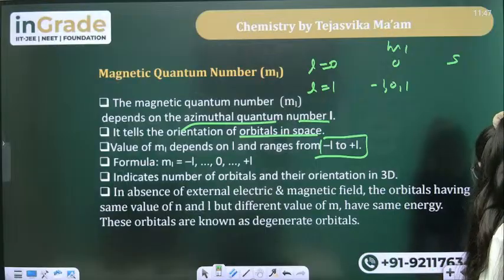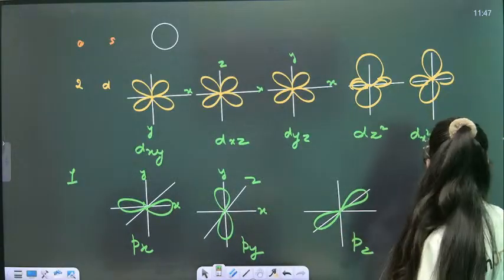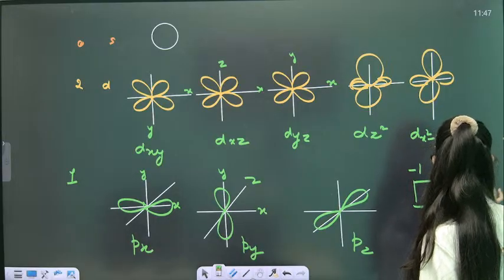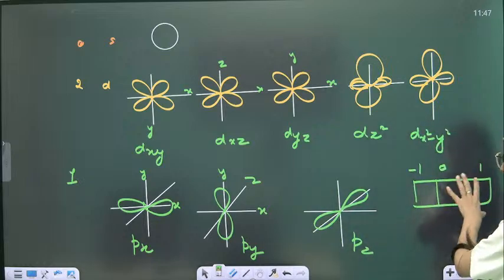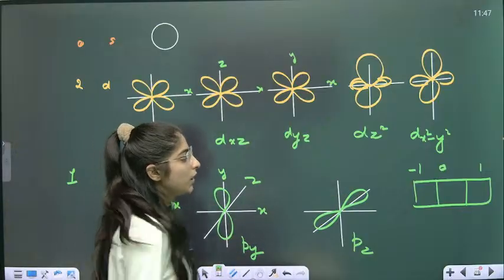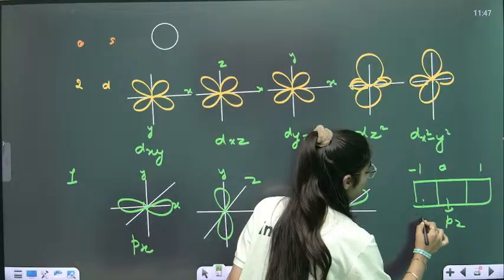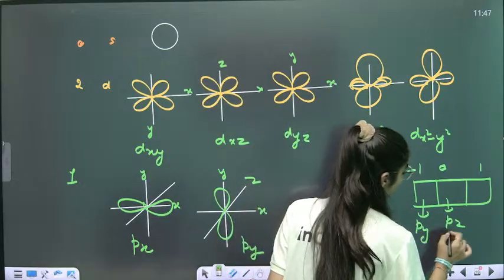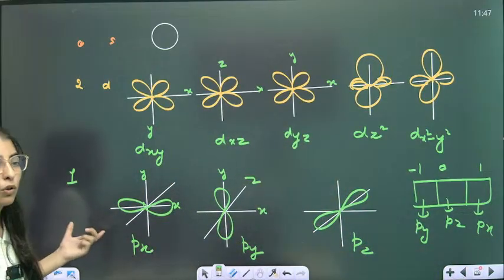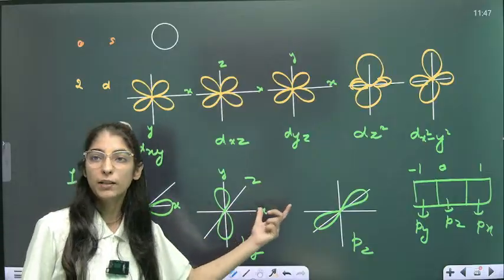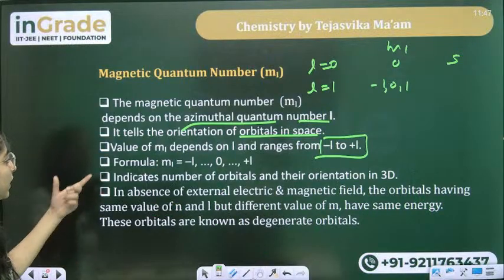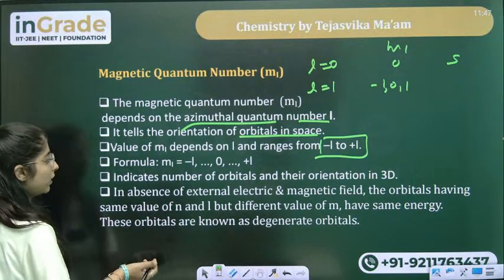So what is minus 1, what is 0, what is 1? See here, I am drawing it here. Let's say one is your minus 1, one is your 0 and one is your 1. Students, many times in the NCERT book you have seen that 0 is simply represented by pz, this is represented by py, and this is px. So these are going to be the shapes of your px, py and pz. Now let's see the next point.